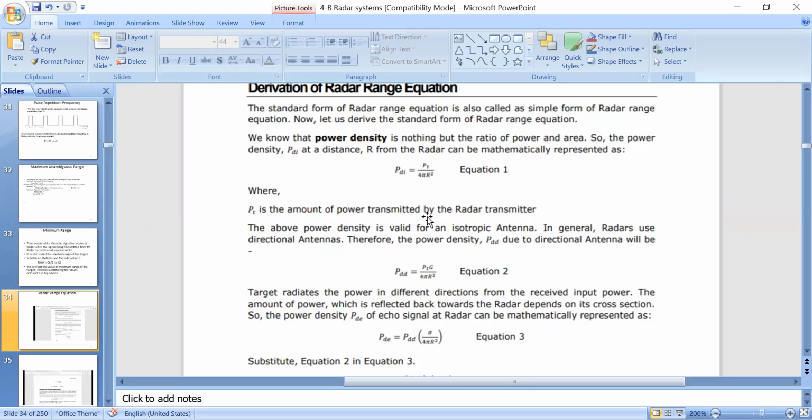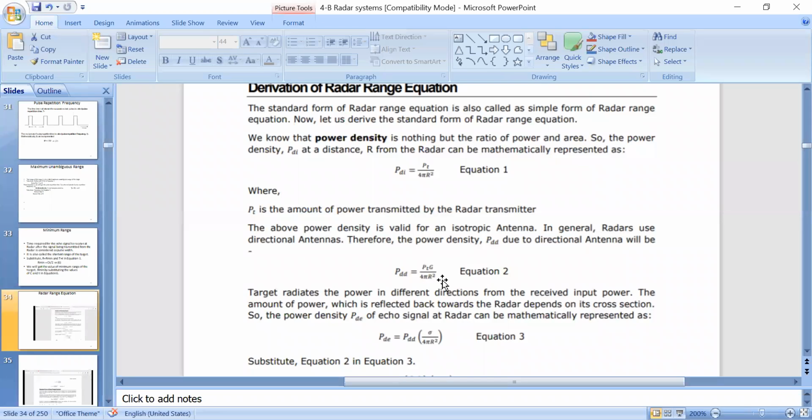Whenever you consider a directional antenna instead of an isotropic antenna, the power density due to the directional antenna is denoted with the letters PDD, where PD is the power density and D is the directional antenna. PDD is the power density due to the directional antenna, and again that is given by the power transmitted by the radar transmitter per area, PTG by 4 pi R square.